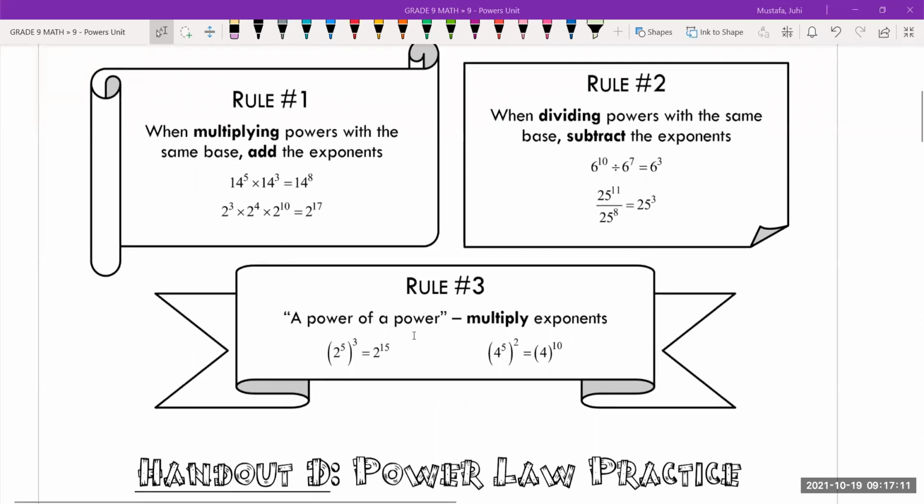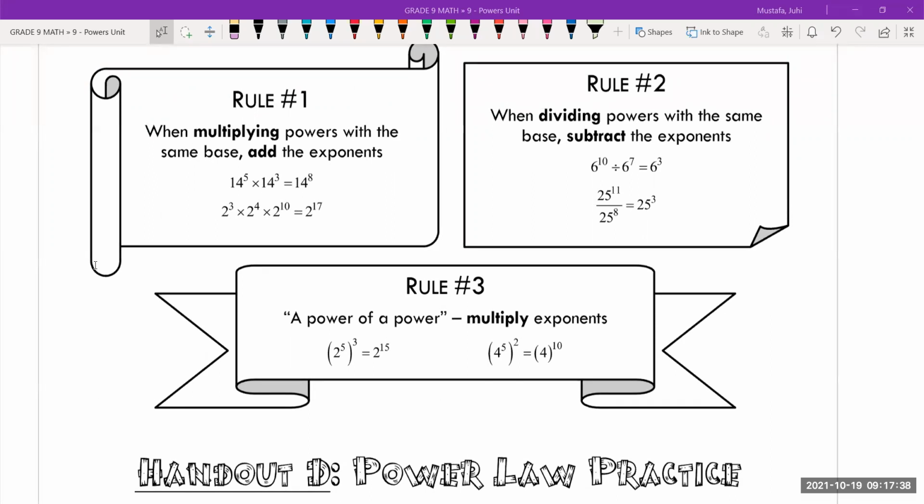Let's go over the rules and then I'll show you examples to help it make a little bit more sense. Rule number 1 is when you are multiplying powers with the same base, you're going to add the exponent. So take a look at the first example. It says 14 to the power of 5 times 14 to the power of 3. Those are massive numbers, you guys. That's basically like saying 14 times 14 times 14 times 14 times 14 times 14 times 14 times 14. You don't have calculators, so it's going to take you a very long time to figure that out.